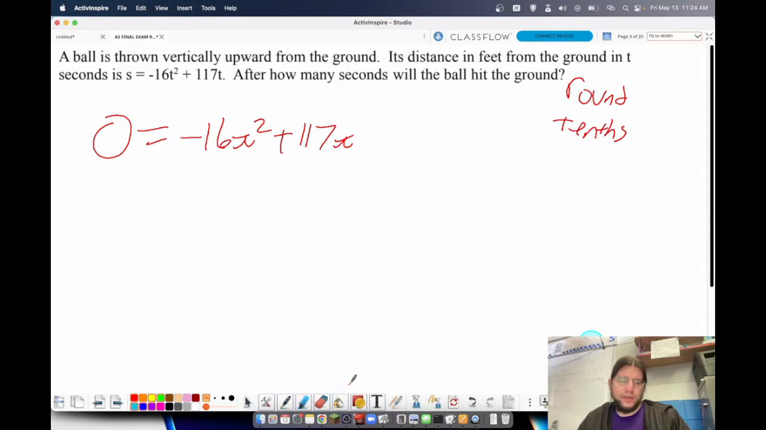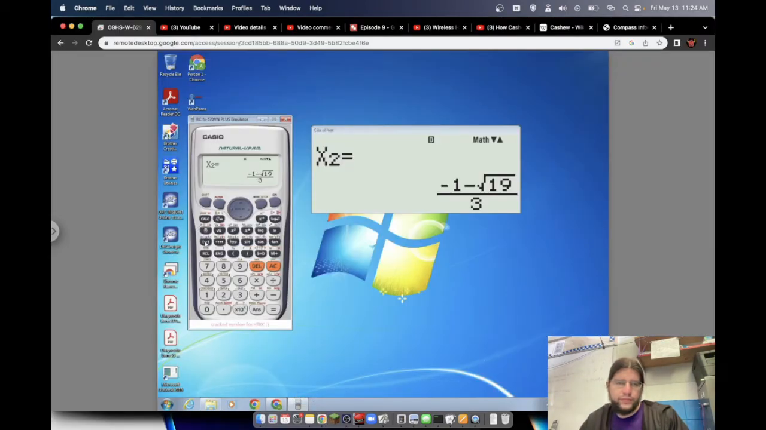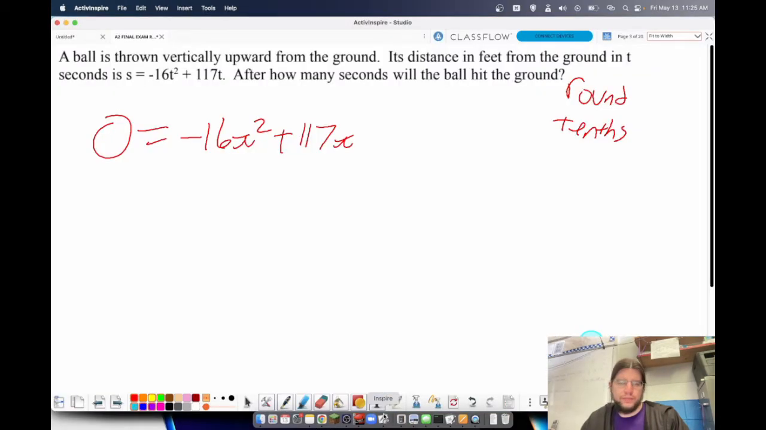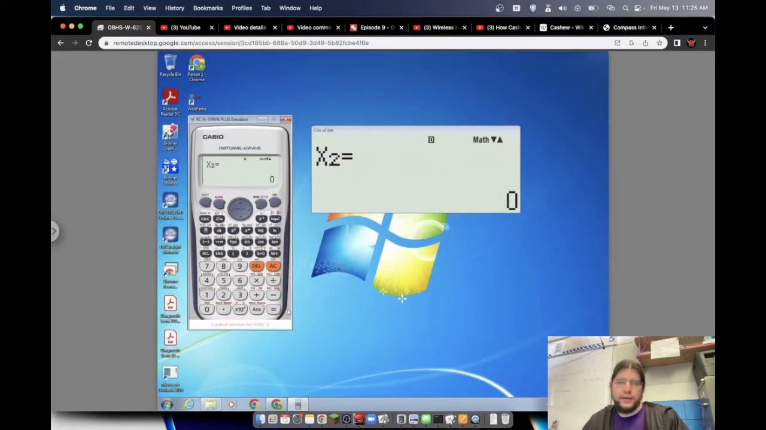Another time, we're going to go to our calculator, go to mode 5-3. This time, -16, 117, and 0. We get 117 over 16, which is about 7.3. Let me write that down. Or we get 0.